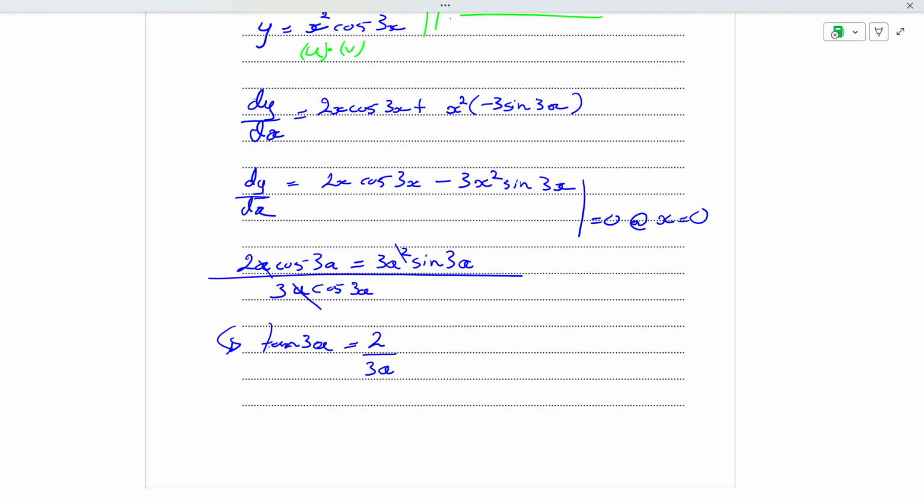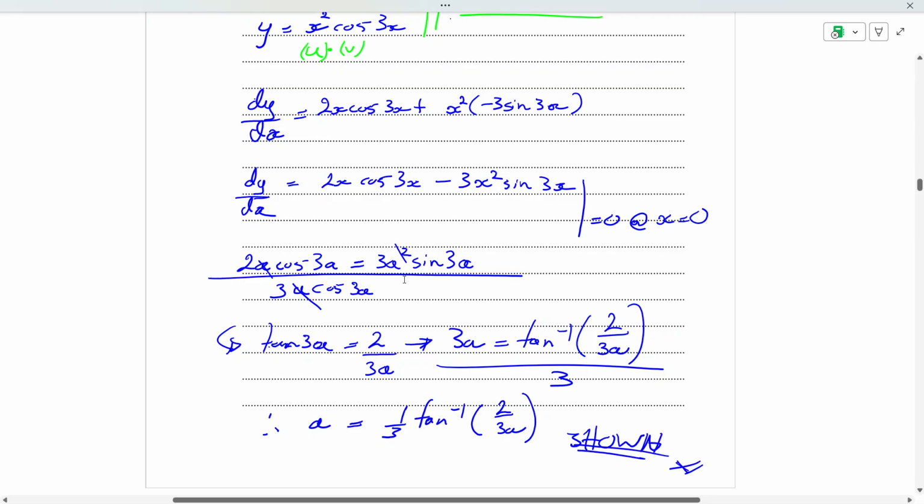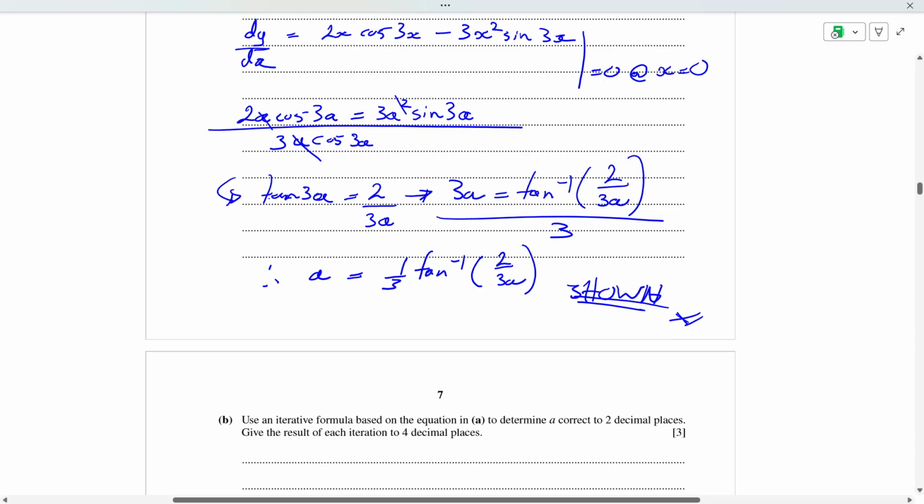Okay. And then now you can take the inverse of tan. When you take the inverse of tan, you have 3a is equal to tan inverse of 2 over 3a. And then you divide by 3 on both sides. Then you have your final answer: a is equal to a third of the tan inverse 2 over 3a. And you would have shown. Okay. Like that. See? Give your answer like that.